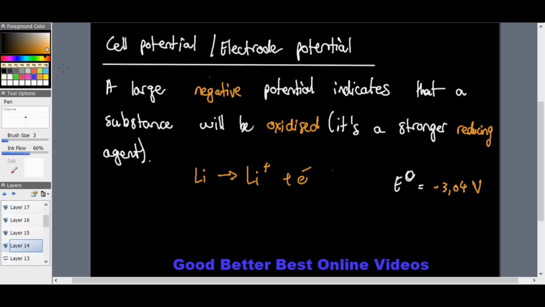Now, the formula for calculating electrode potential, cell potential, is given as follows. Okay, the electrode potential of the cell is equal to the electrode potential of the cathode, minus the electrode potential of the anode. Always. Okay, this cell potential here is also called the EMF or potential difference.